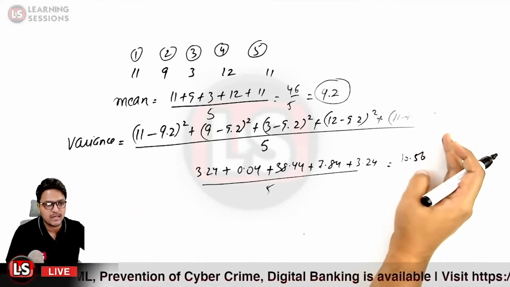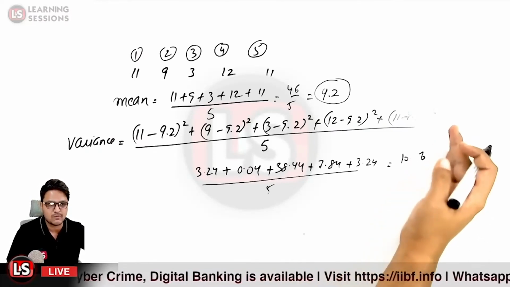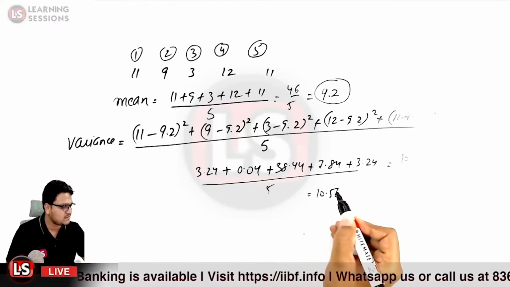It is not visible over here. Let me place my hand, because there is some reflection on the board itself. So it is 10.56, we got the answer. Let me write it over here. So we got the answer as 10.56 in this particular case.